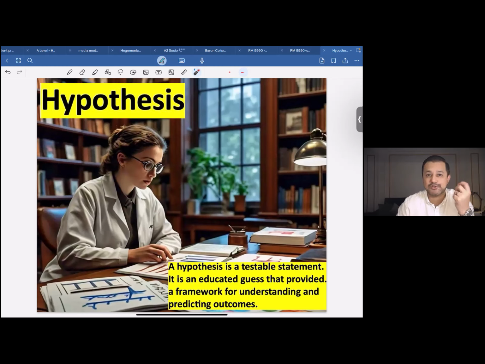How important is hypothesis? I think it's pretty essential that you know your research methodology well, especially before you sit for your paper two. We have had a 1 mark question, we've had 2 mark questions, we've had 3 mark questions, and we've had a 6 mark question on hypothesis as well.